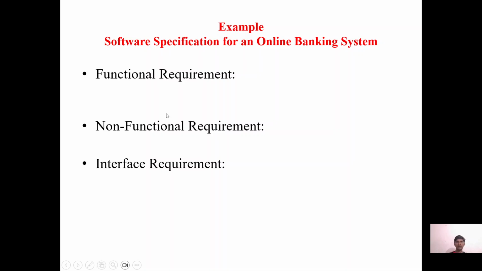Let us take the example of an online banking system. We can say what will be the functional requirements, the non-functional requirements, and the interface requirements. For the banking system, the functional requirement is the login page: the system allows the user to log in with a username and password.